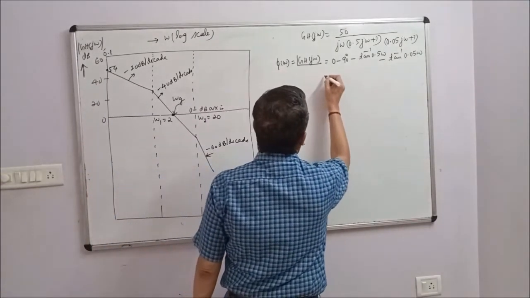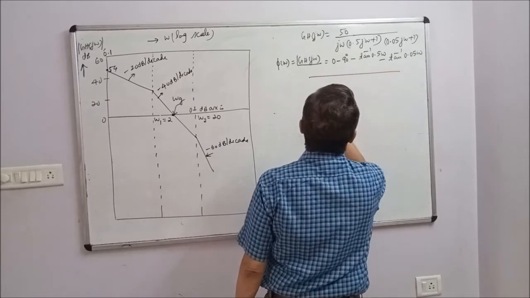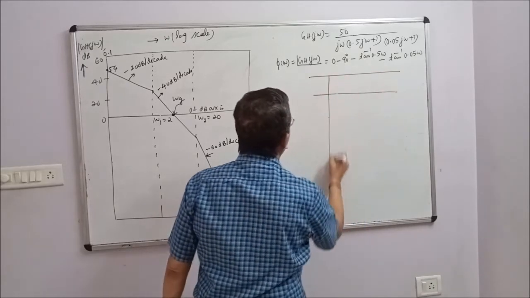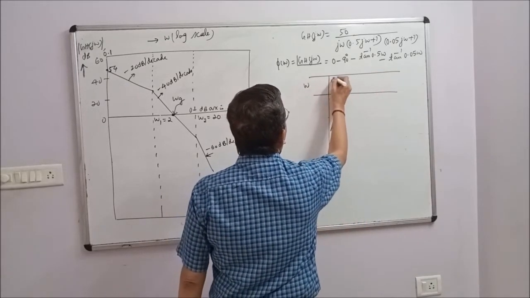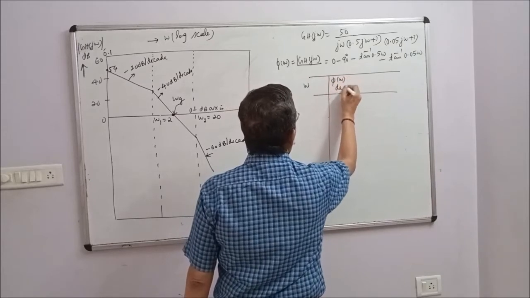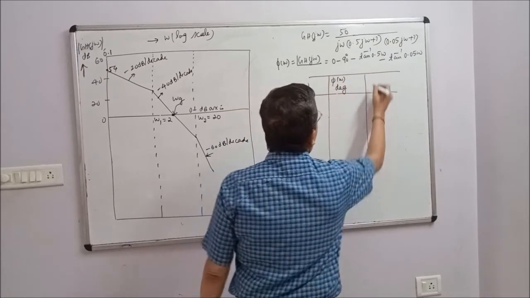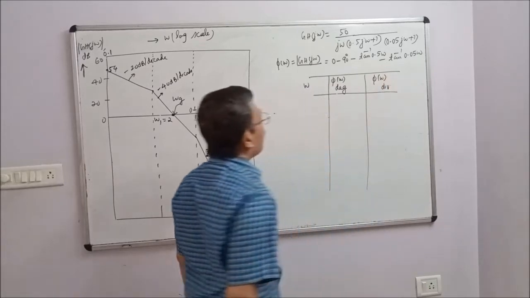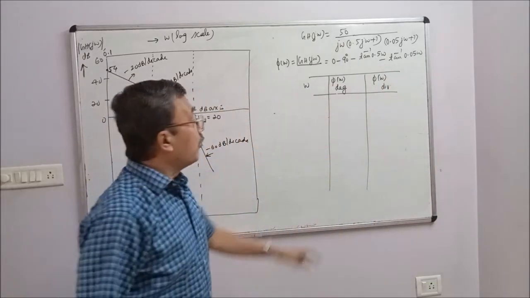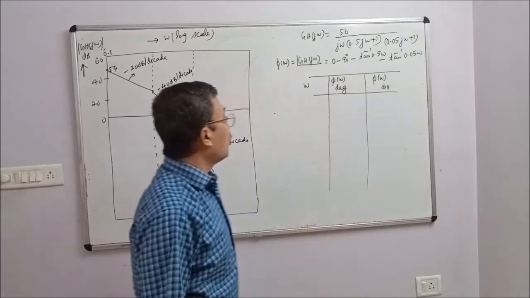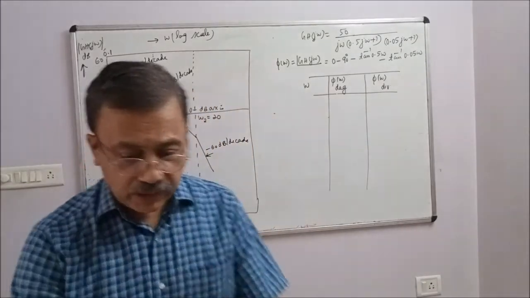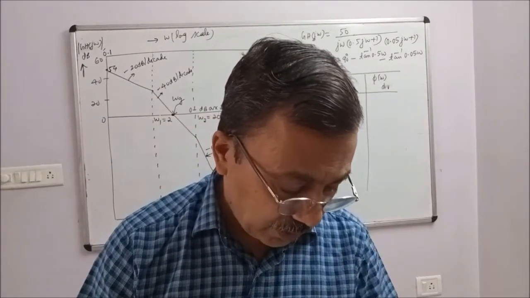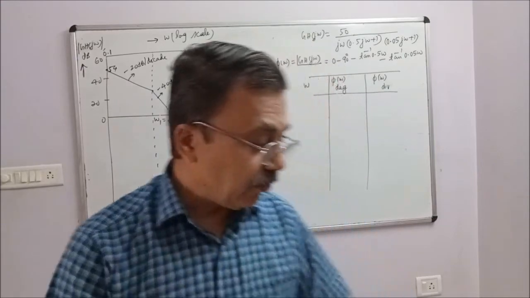I'll create a table now. This is omega. This is phi of omega in degrees. This is phi of omega in divisions. Phi of omega in divisions is required to make the plot. So I have calculated a table which I shall write now.